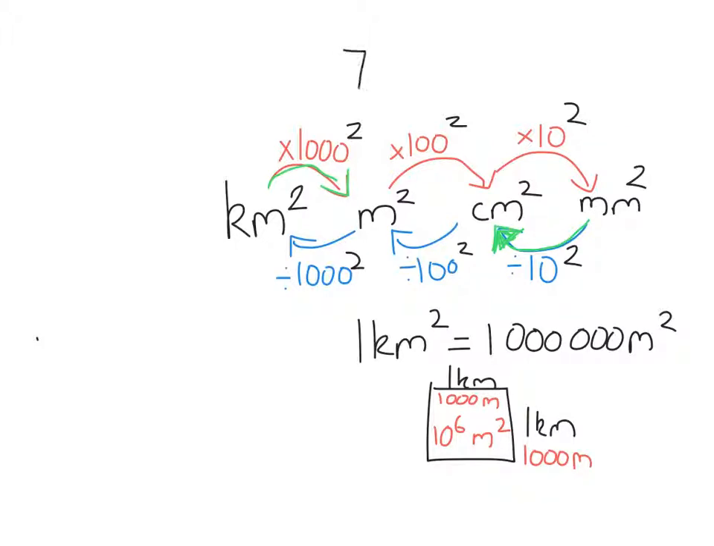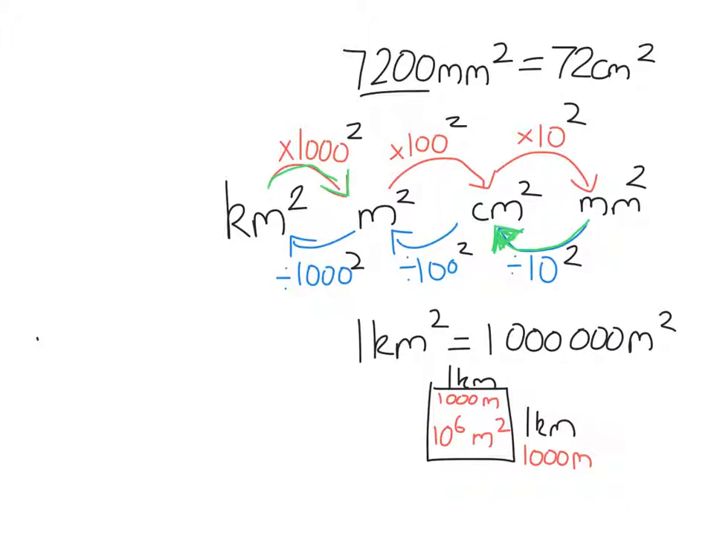If I have something like 7,200 millimeters squared and I want to convert to centimeters squared, I need to take 7,200 and divide by 10 squared, which is dividing by 100. And that's actually 72 square centimeters.